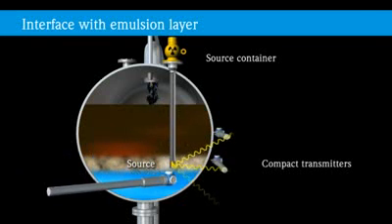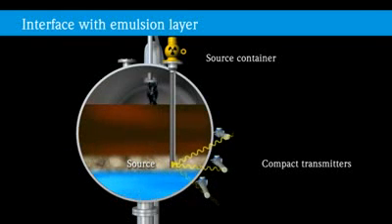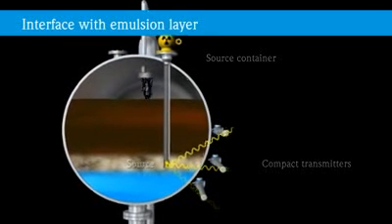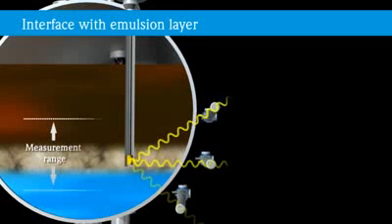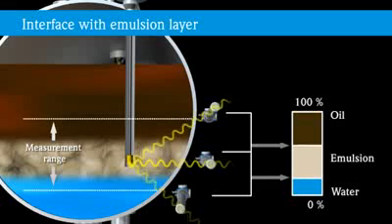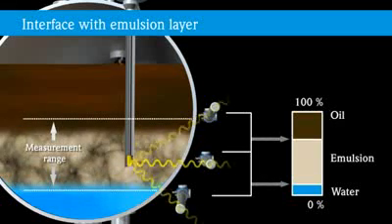A compact transmitter, which receives the emitted radiation, is installed at the maximum level of the emulsion layer. A second one is arranged in the middle, and a third one at the minimum level of the emulsion layer.